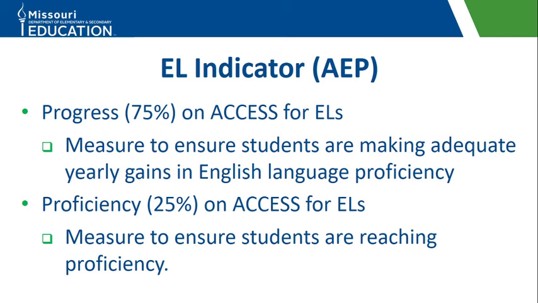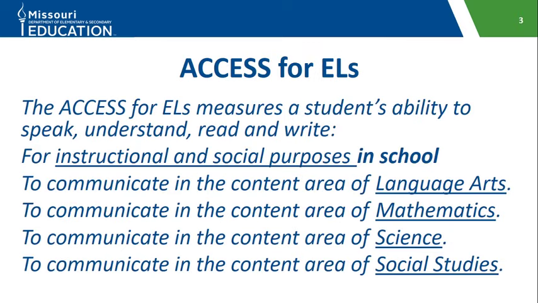The other one is the proficiency measure. Again, that's using the ACCESS for ELLs. That's taken every January or February, and this measure is to ensure that students are ultimately reaching proficiency. The goal of EL programs is that students grow and get to the point where they are able to perform in a classroom where English is the language of instruction, and are able to perform on state assessments. So what is the ACCESS for English Learners?